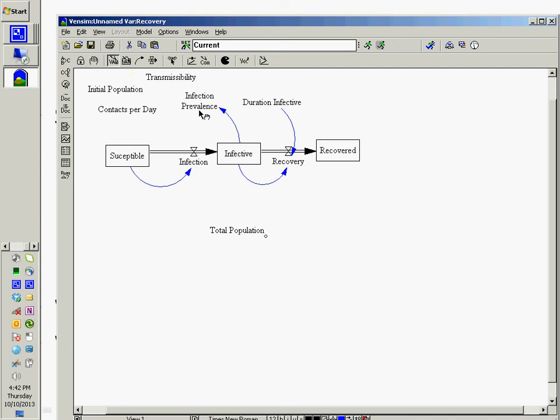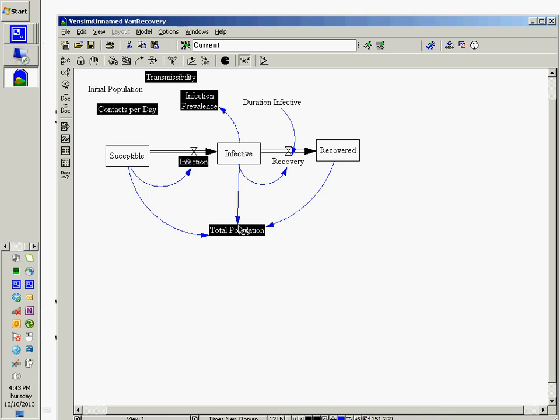Correct. Currently infected. Okay, we're going to create a variable called total population, and that's going to depend on what? Susceptible, infective, and recovered. It's important as we add new stocks into this model that we add them to the total population as well. That's an important thing to keep in mind, that sometimes these formulas have to be updated, okay? So we're going to make total population depend on these things.